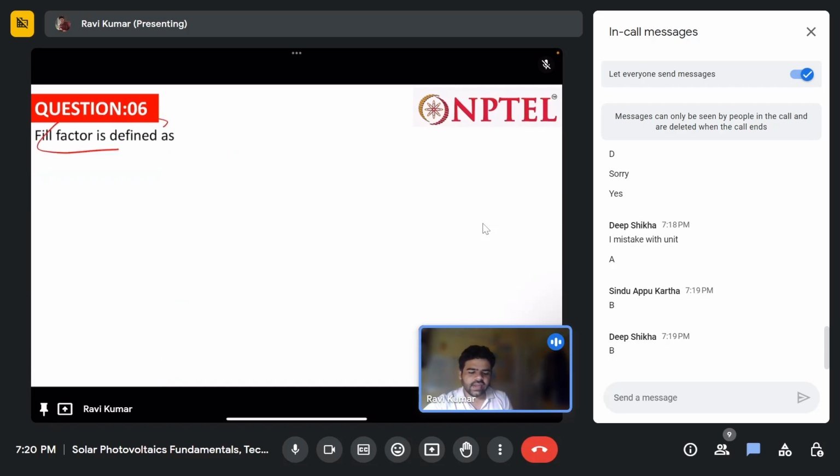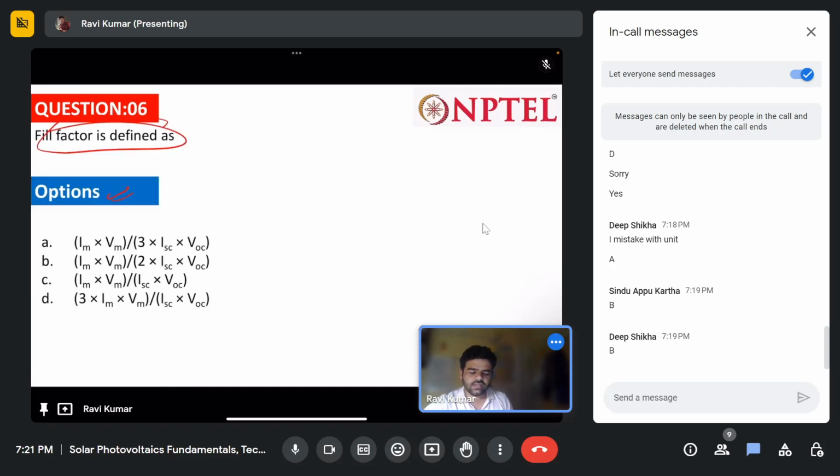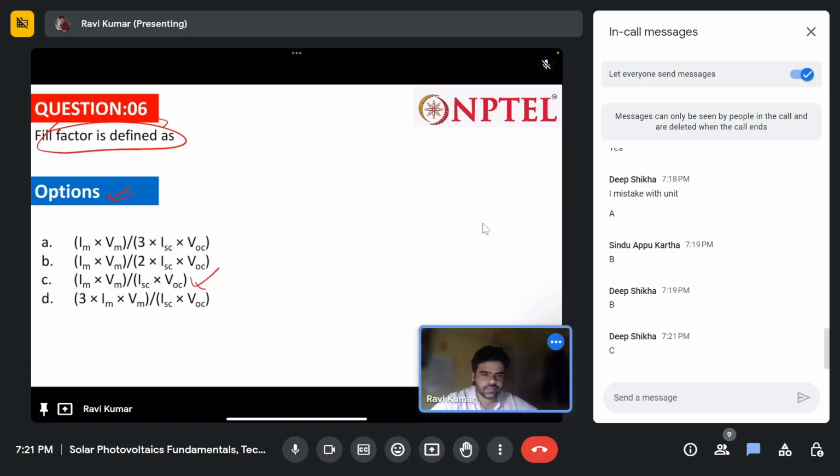Fill factor is defined as... this is the definition of fill factor, A, B, C or D. Even we have solved the question, so you must know this. Deepsika is saying C. Yes, C is the correct answer. The other options can't be, so it is C.